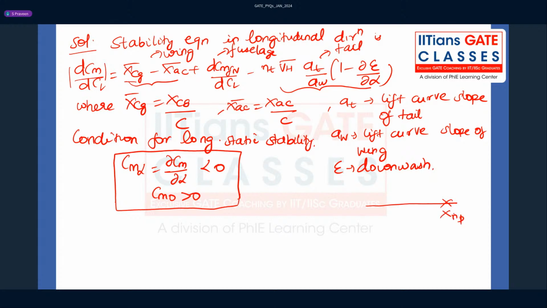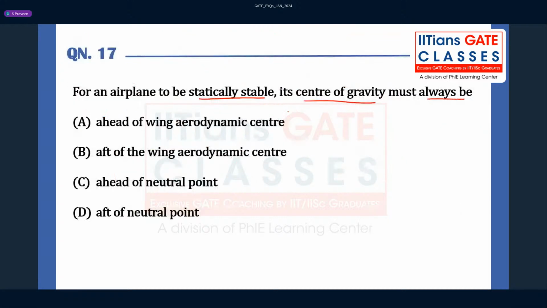Your neutral point is the farthermost location of the CG. Your CG can travel up to the neutral point, beyond which it can't travel. Imagine the neutral point is like the aerodynamic center. Which means the center of gravity must always be ahead of the neutral point. That's correct. Beyond the neutral point can't exist.